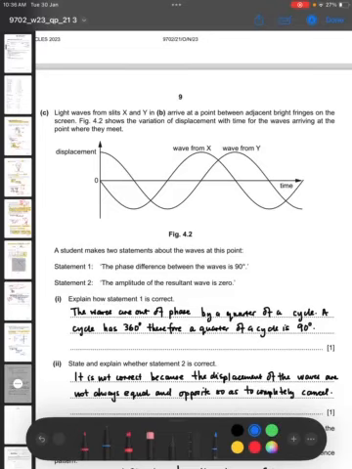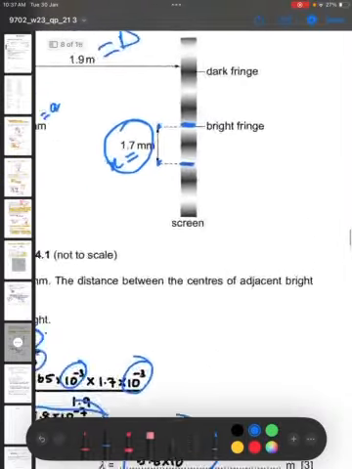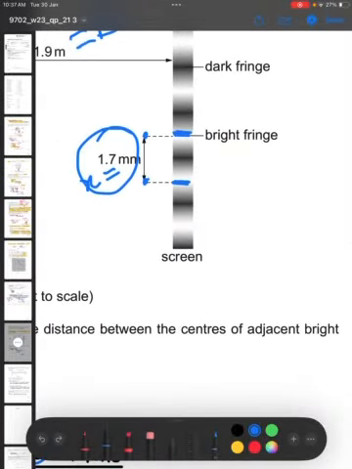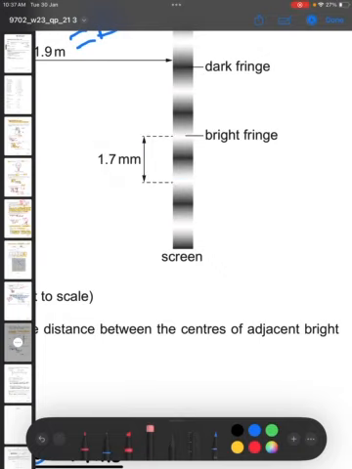The next part of the question. Light waves from slits X and Y in B arrive at a point between adjacent bright fringes on the screen. So the light coming from slit X and slit Y arrives at some point between adjacent bright fringes. For example, the point can be anywhere here. If these are adjacent bright fringes, there are points in between.